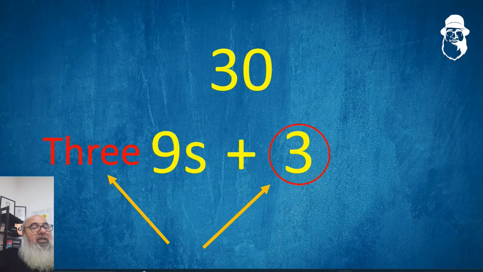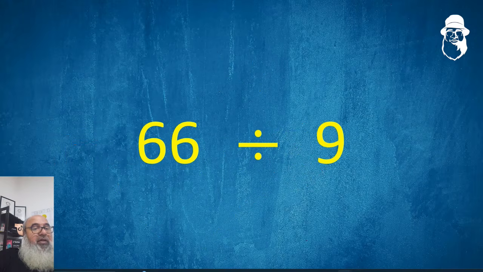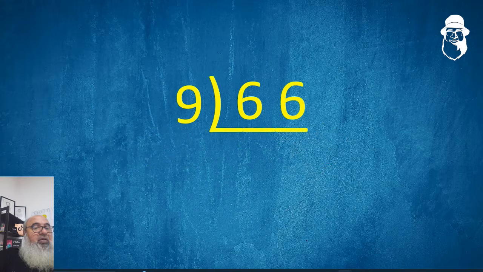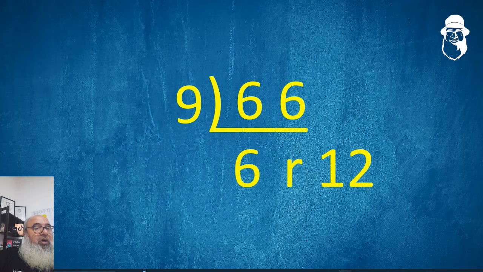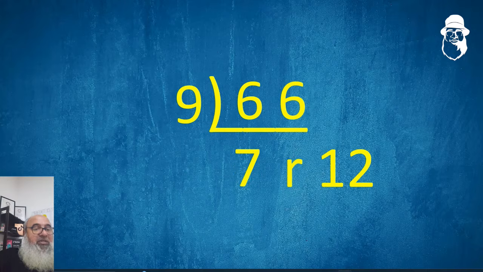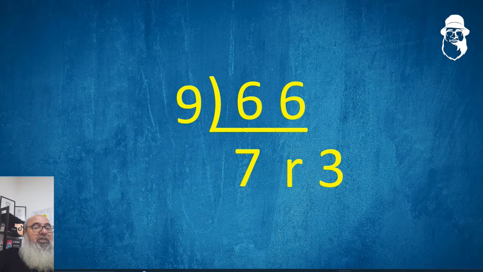Now, it can happen that there is another 9 in the remainder, as the next example shows. So, to find 66 divided by 9, we write it like this. We get 6 remainder 12. Now, we can see here that there is another 9 in the remainder 12. So we add the one extra 9 to the 6, which becomes 7, and the remainder is reduced to 3. We can do this by taking 9 from 12 or just find the digit sum of 12.